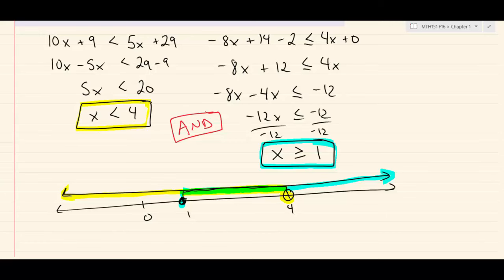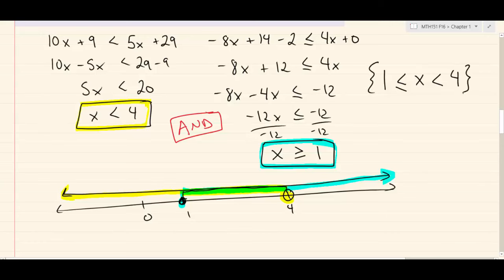The yellow is everything less than 4. The blue is everything greater than 1. And because we're using the word and, that means we want to know what points make the yellow true and also simultaneously make the blue region true. So if we were to write this in what's called set notation, you would write something like 1 is less than x, or pardon me, less than or equal to x, which is less than 4. So this is how you'd write it in what's called set notation.